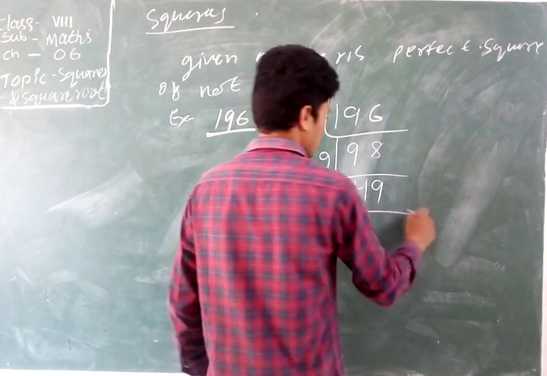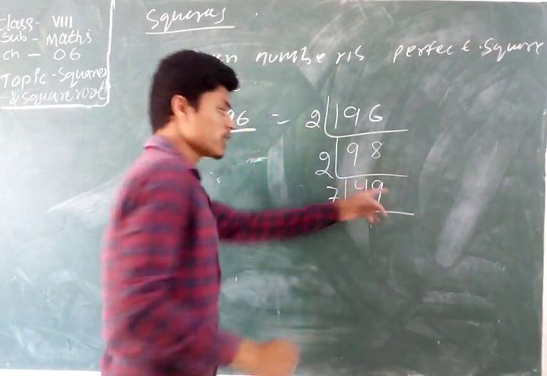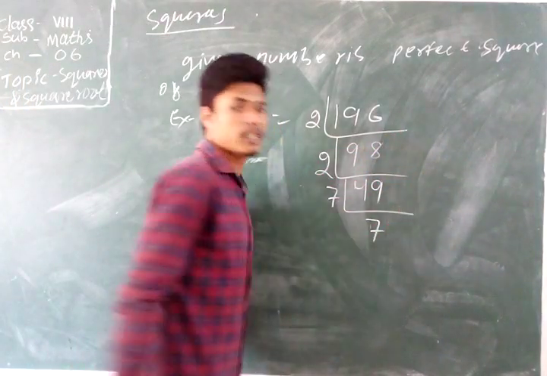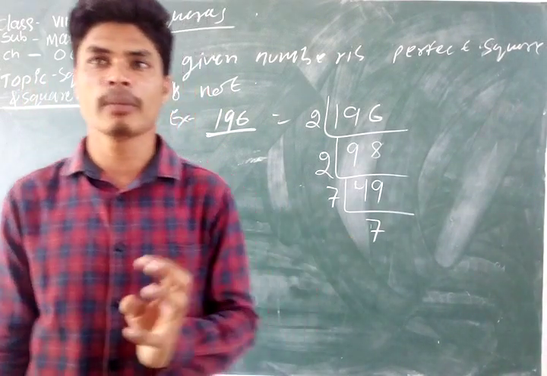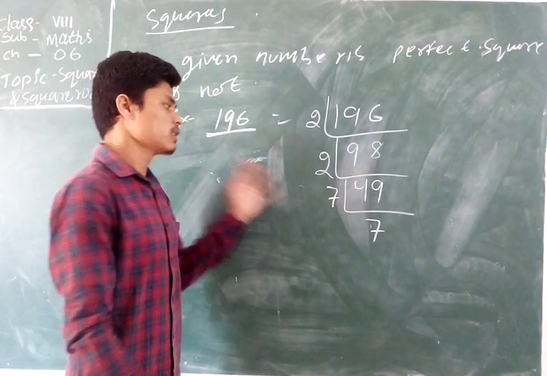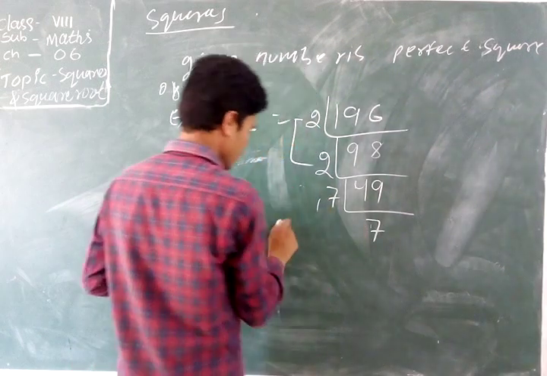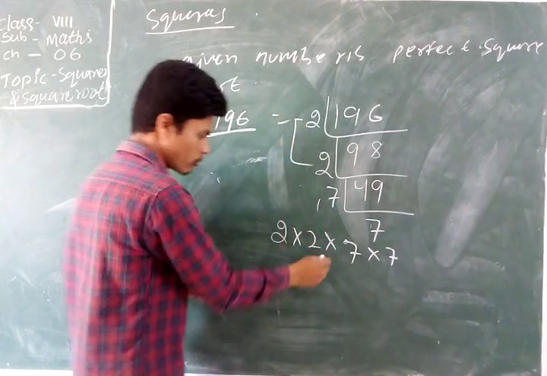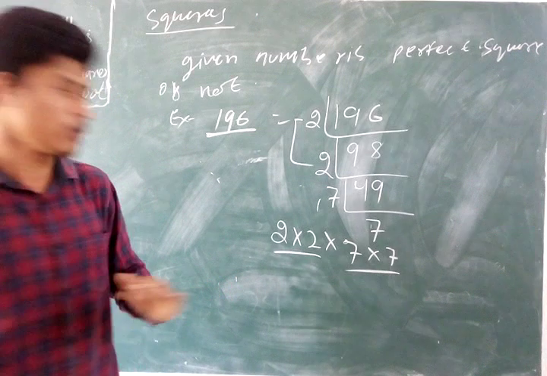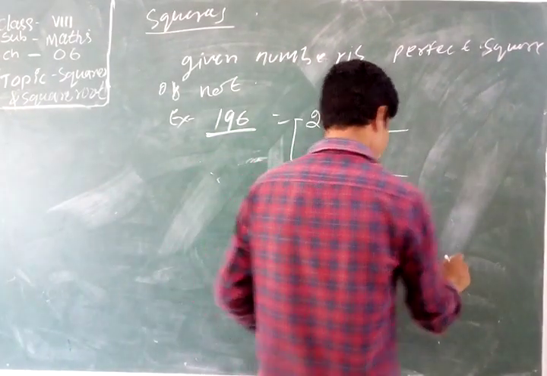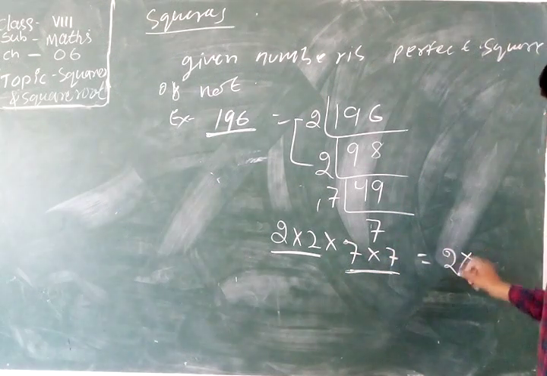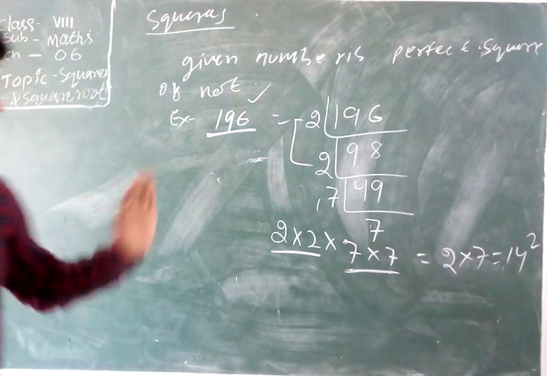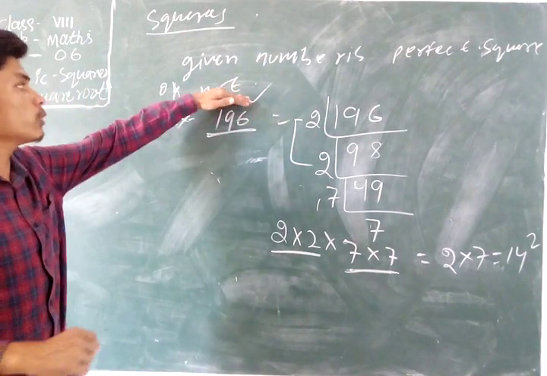Now the number is divisible by which number? 7, because 49 is not in the tables of 3, 4, 5, so it comes from 7. 7 7s are 49. If pairs of numbers come, then the number is called a perfect square. Here 2 into 2 into 7 into 7, one pair and one pair. Taking one from each pair, 2 into 7 equals 14. That means 196 is a perfect square.